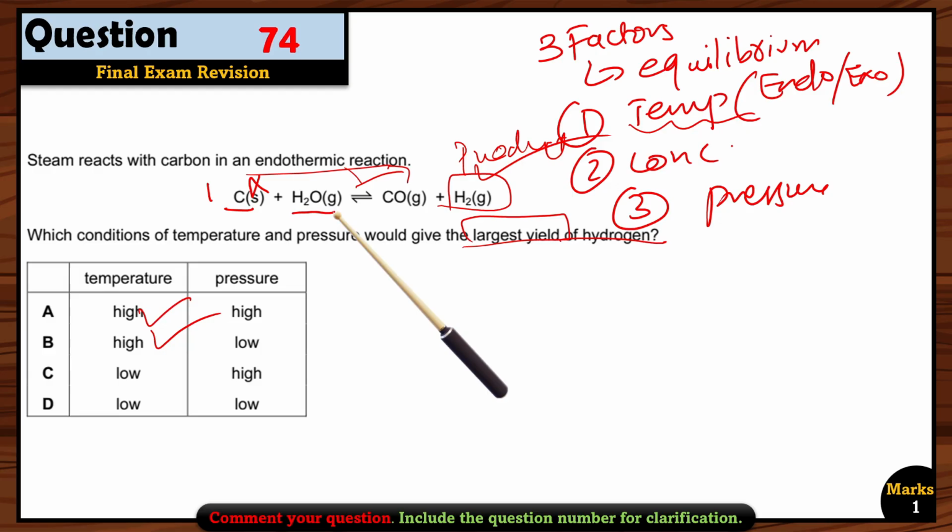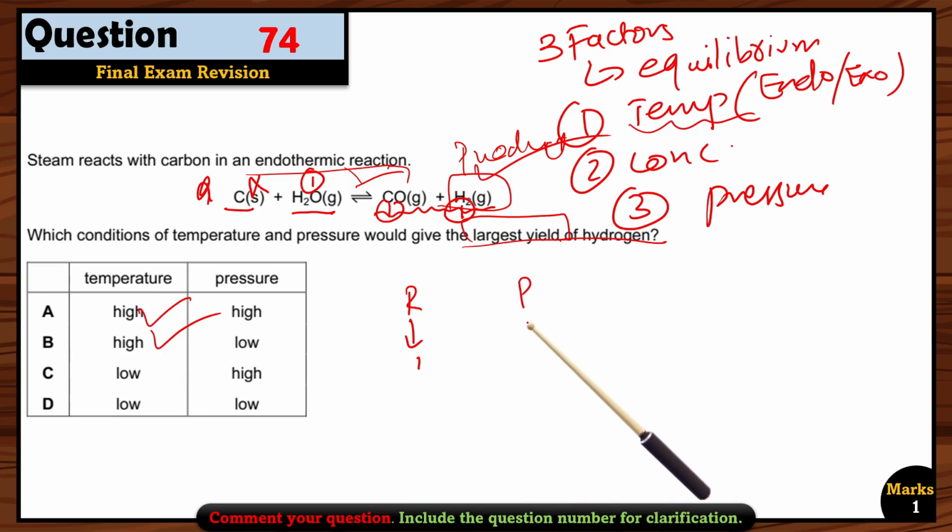Let's see how much gas we have. 1 mole of water here, so 1 mole of gas in the reactant. And how many moles of gas in the product? 1, 2, right? So the reactants have just 1 mole. The product has 2 moles of gas.